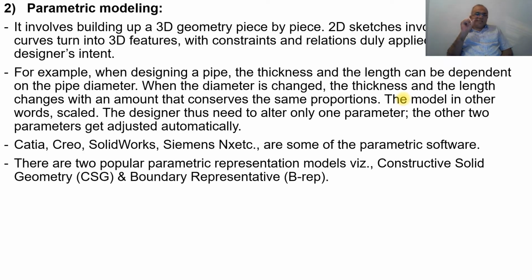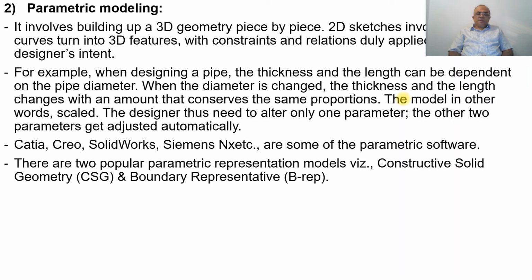Suppose I want to reduce the length of the pipe, what should I do? If you just change the diameter of the pipe, it will reduce the length of the pipe accordingly. So this is the advantage of going with the parametric model. The software which uses these things are CATIA, Creo, SolidWorks, Siemens NX, etc. These are some of the parametric software which are used.